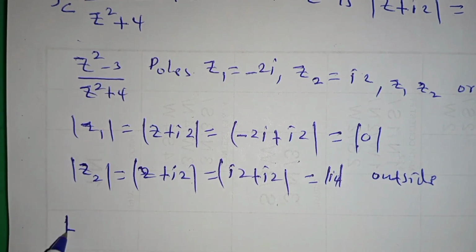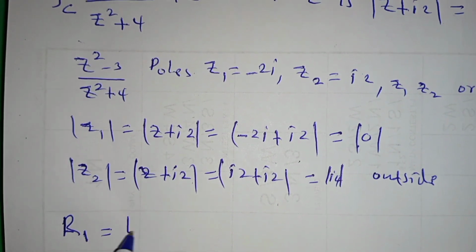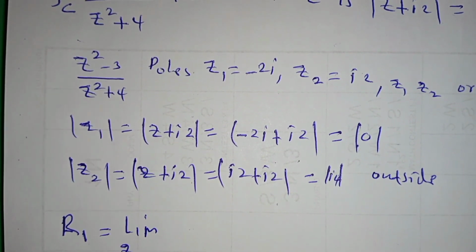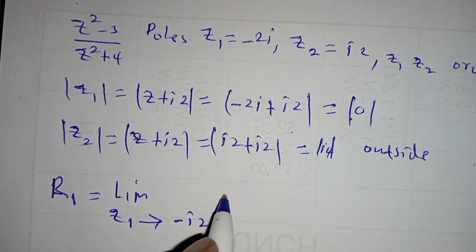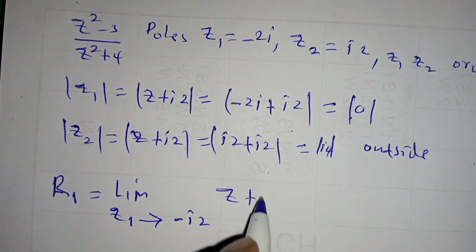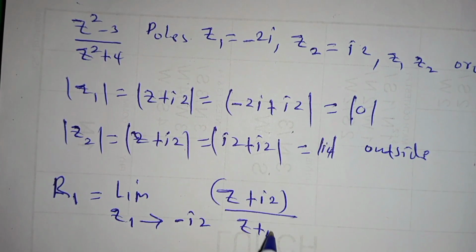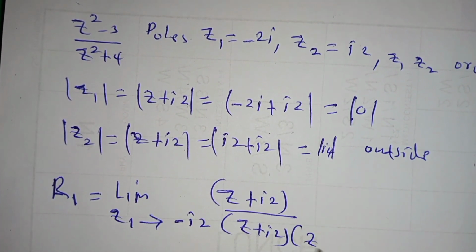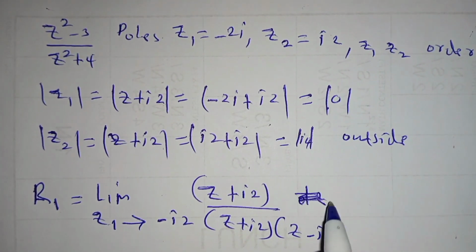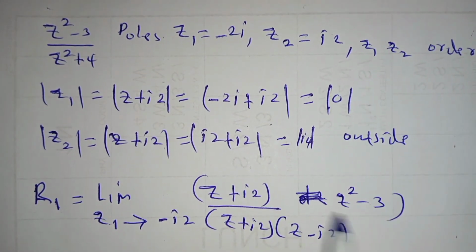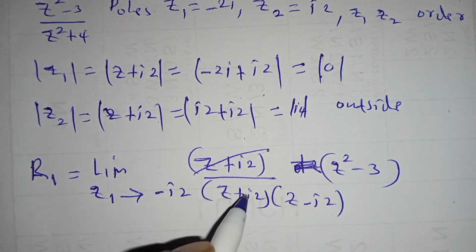So we are going to consider the residue. We are going to get the residue 1, which is equal to the limit as z tends to negative 2i of the function (z plus 2i) divided by (z plus 2i) multiplied by (z minus 2i), multiplying by (z squared minus 3). In this case, you can see this part here will cancel with that.